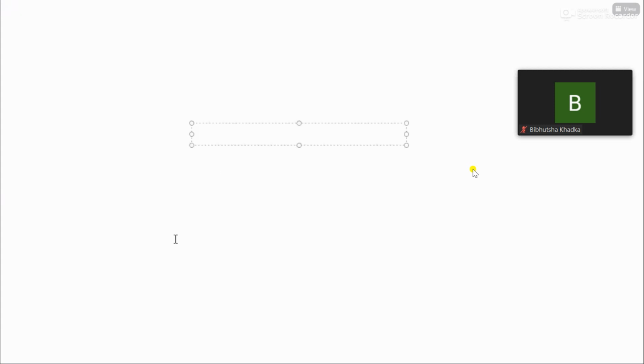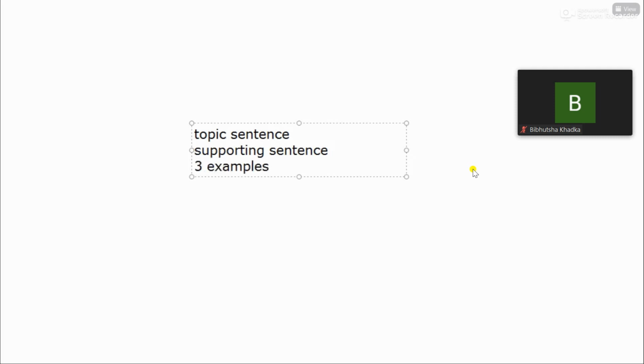So what we have basically here is, in that particular passage, you have a topic sentence, okay, first sentence, and then you have a supporting sentence, and then the supporting sentence is supported by three examples. And examples, we call them supporting details.